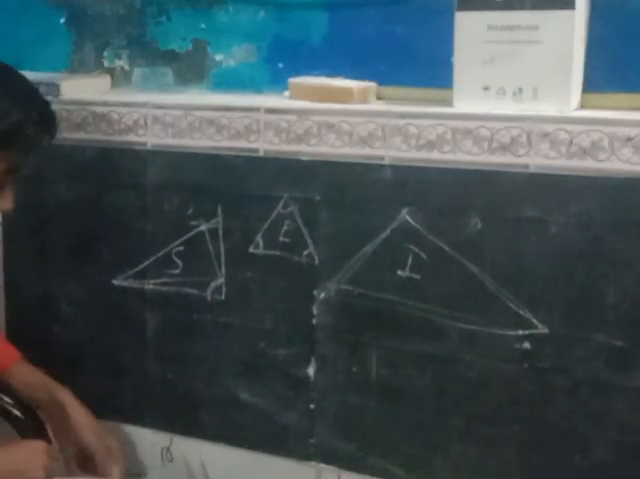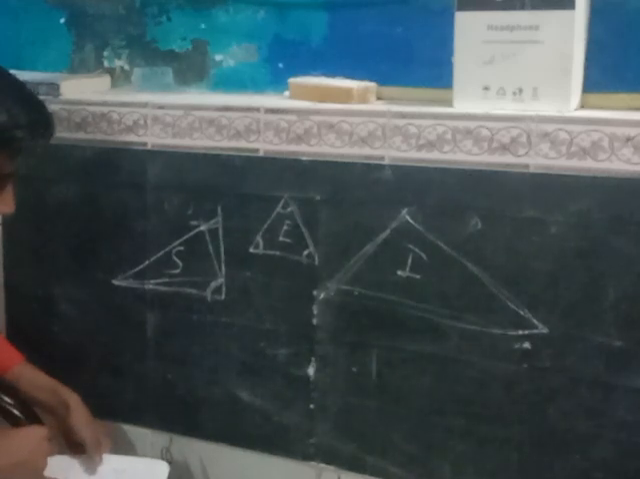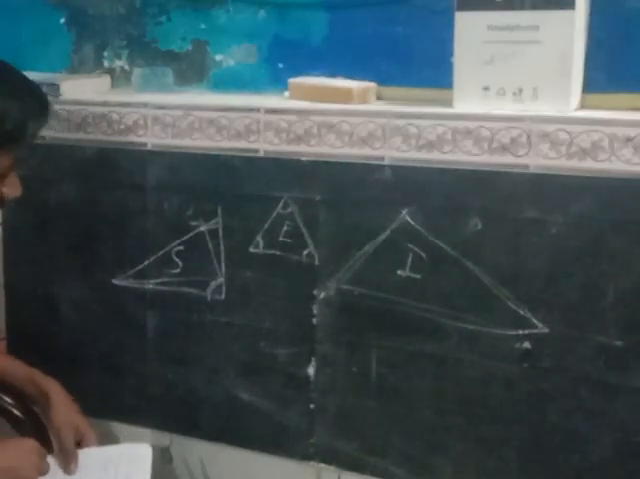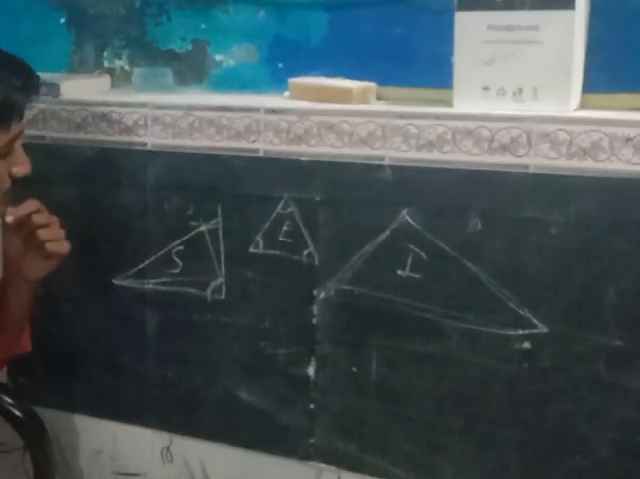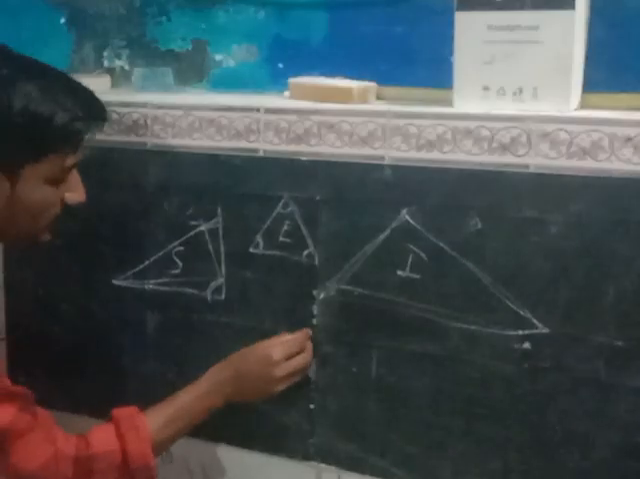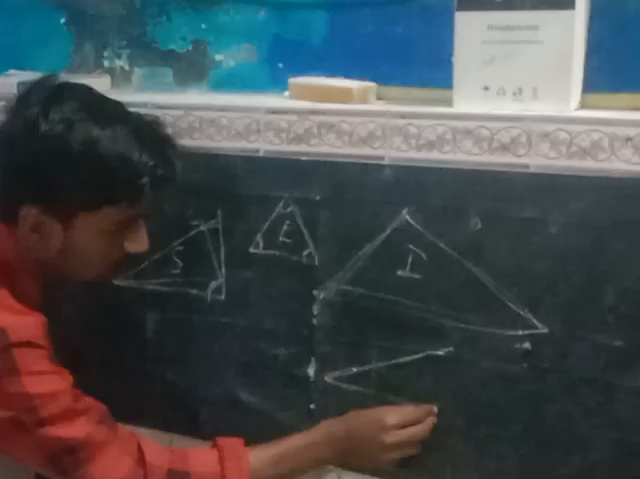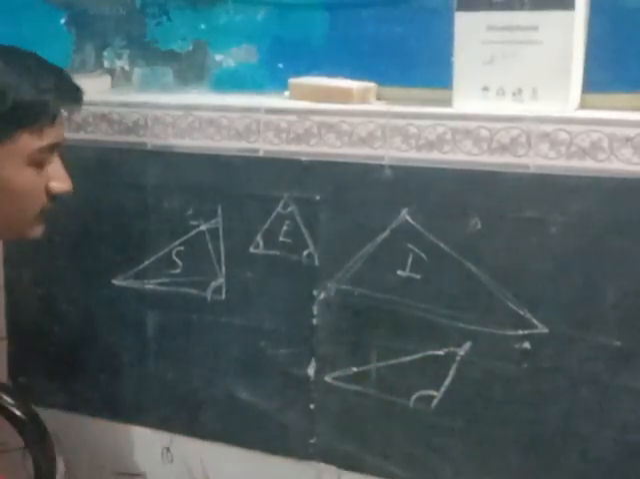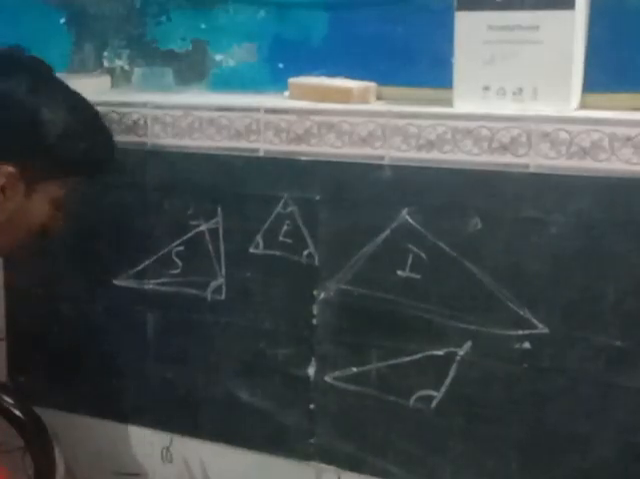So we can say it is a right angle triangle. Then obtuse angle. So one angle is more than 90 degrees. More than 90 degrees, something like this. This angle is more than 90 degrees. So this is an obtuse angle triangle.